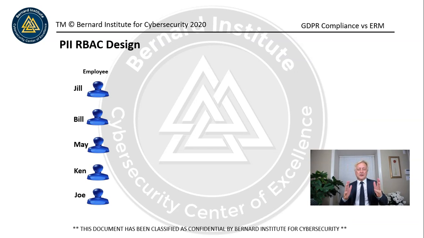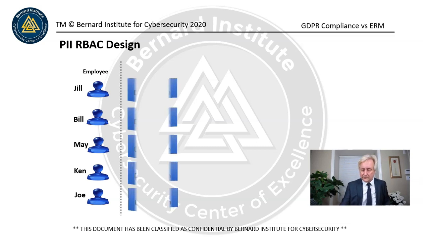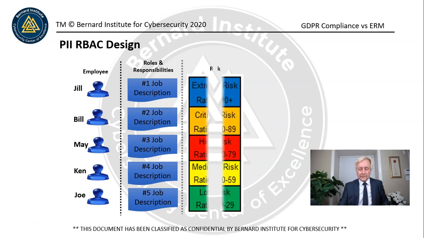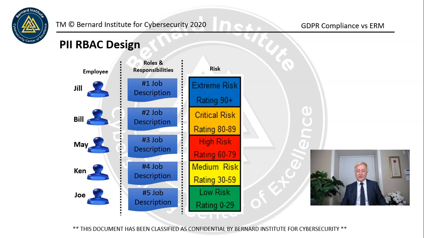The design is kind of like this. So we have employees. Let's say we have these 5 employees: Jill, Bill, May, Ken, and Joe. Okay? Each employee has a different job description because they have different roles and responsibilities. Okay? These roles and responsibilities are based on risk. So different job descriptions, different roles and responsibilities provide access to different network services, different data assets or information assets, different levels of control within the organization, maybe based on a risk tier like this.